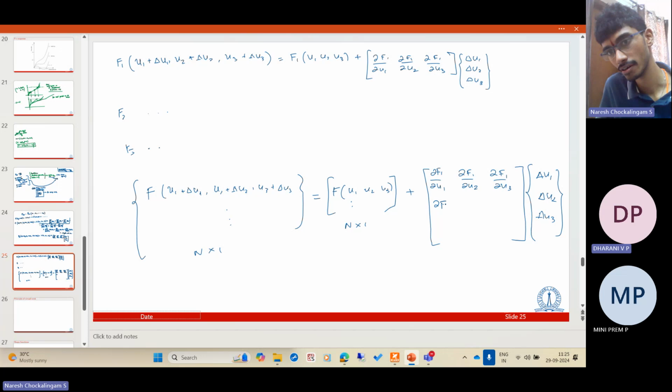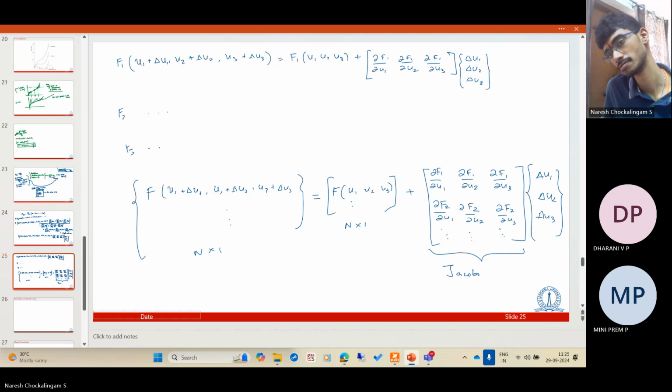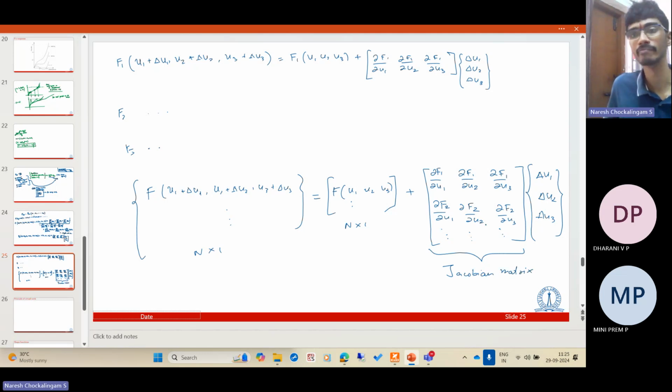And the matrix will be dou f1 by dou u1, dou f1 by dou u2, dou f1 by dou u3. Then you will have dou f2 by dou u1, dou f2 by dou u3, and so on. You will have it for all the terms. So this is called the Jacobian matrix. That is the reason I use J for the derivative. When you have just a 1 degree of freedom system, the Jacobian matrix will be 1 cross 1. So it's a scalar, J. And in other cases, you will have a matrix.